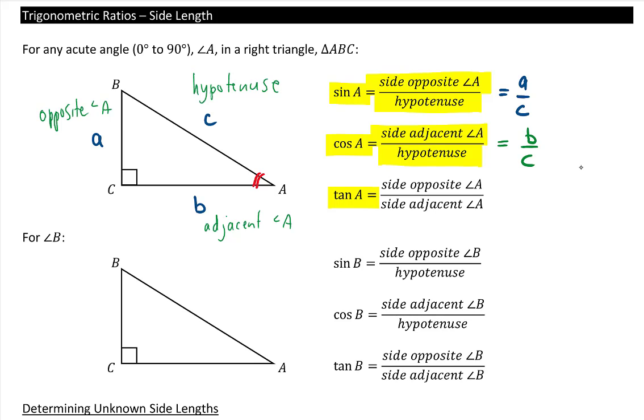And finally, we have the tangent ratio, which we take the side opposite to angle A and divide it by the side adjacent to angle A. So in our picture, the side opposite to A is A over the side adjacent to A, which is B. So these would be the sides that you would compare in order to find the following trig ratios.